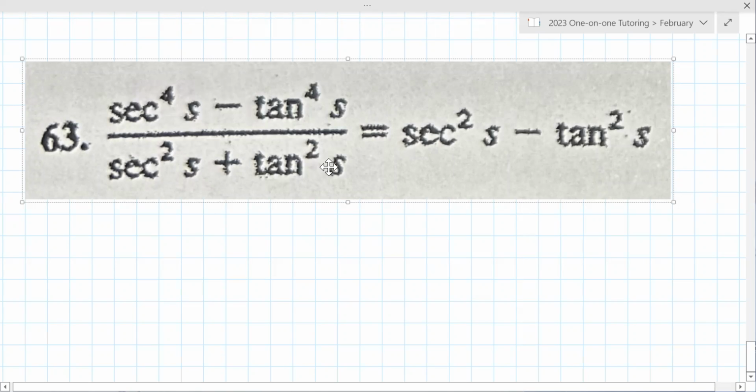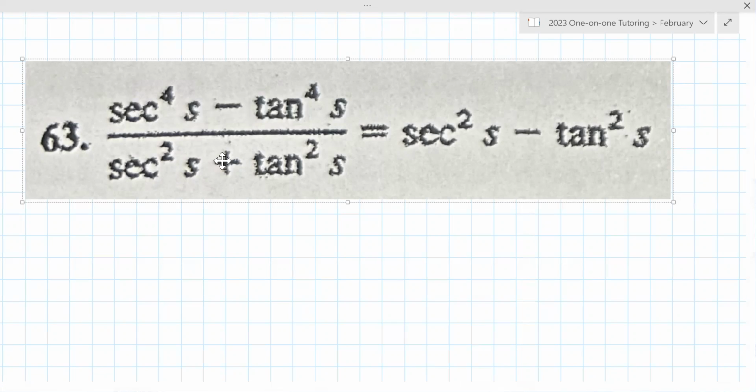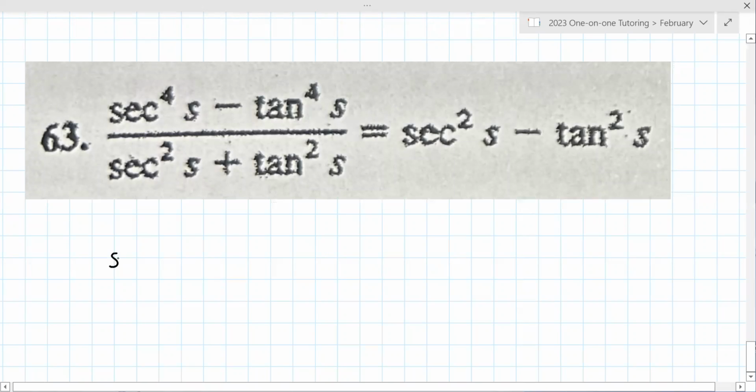The bottom. Don't forget about the bottom for a moment. Just the top though. What can the top left factor into? Secant squared plus tangent squared times secant squared minus tangent squared.